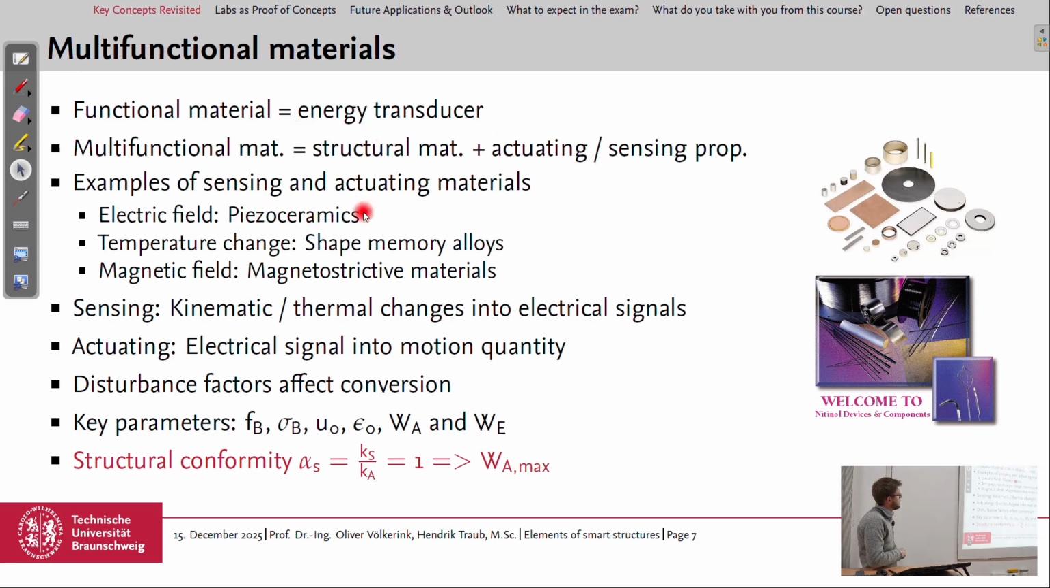Examples of these sensing and actuating materials are piezoceramics, which use electrical fields, shape memory alloys or shape memory polymers, which use a temperature change, or magnetostrictive materials, which use a magnetic field. For sensing, we want to record kinematic and thermal changes and convert them into electrical signals. For actuating, it's the other way around. We have a control signal, amplified and transduced from the electrical signal into a motion quantity.